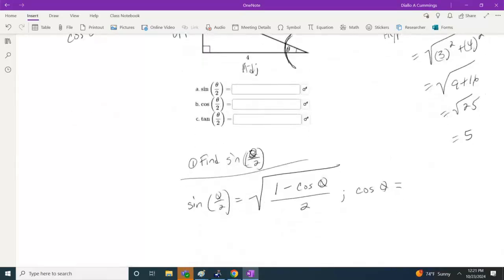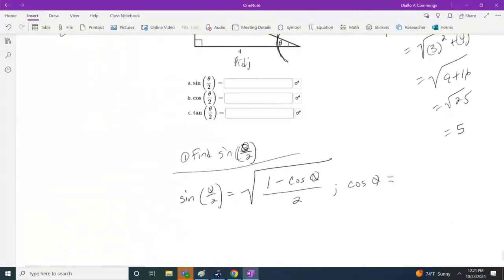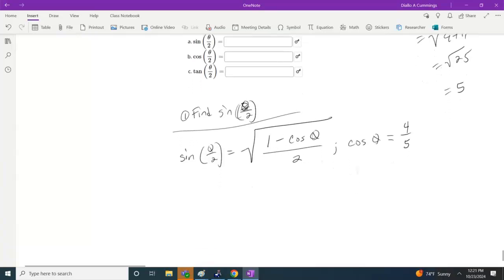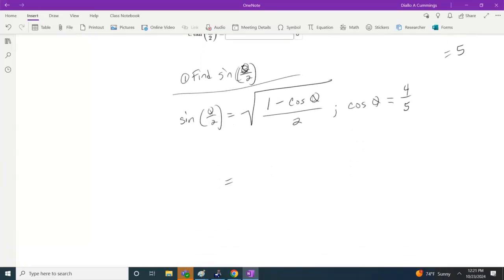So I'm simply going to take this half angle for sine formula, substitute cosine for 4/5, and then simplify it. But are you okay with where we got the cosine of theta from? Okay. So now I'm just going to substitute in cosine for 4/5. So this is the square root of 1 minus 4/5, divided by 2.